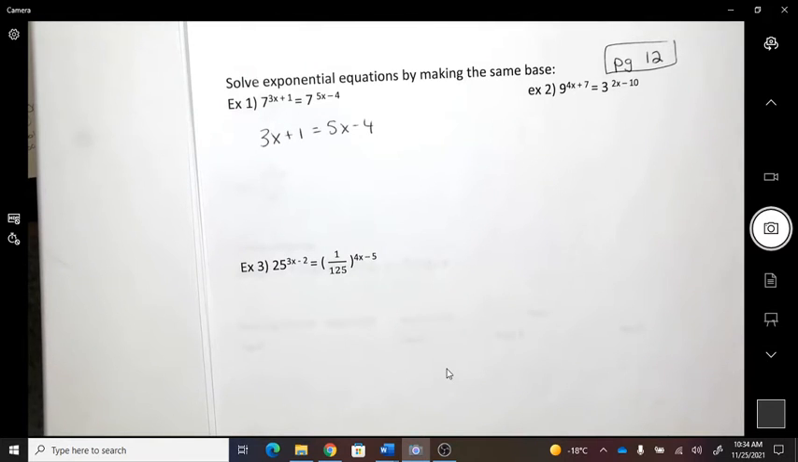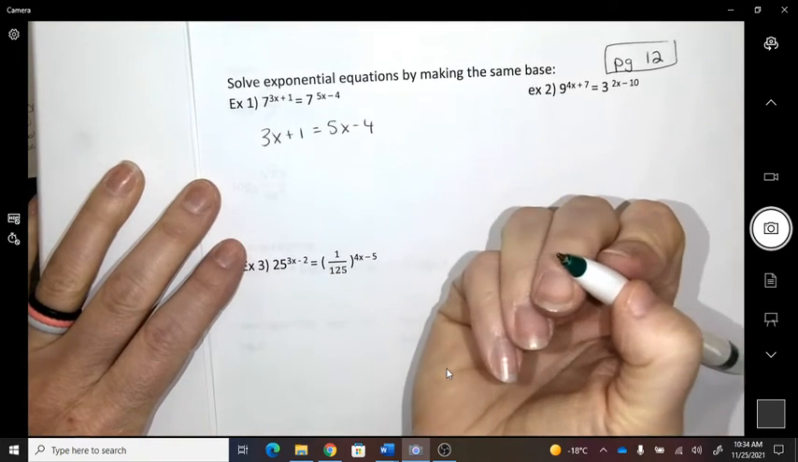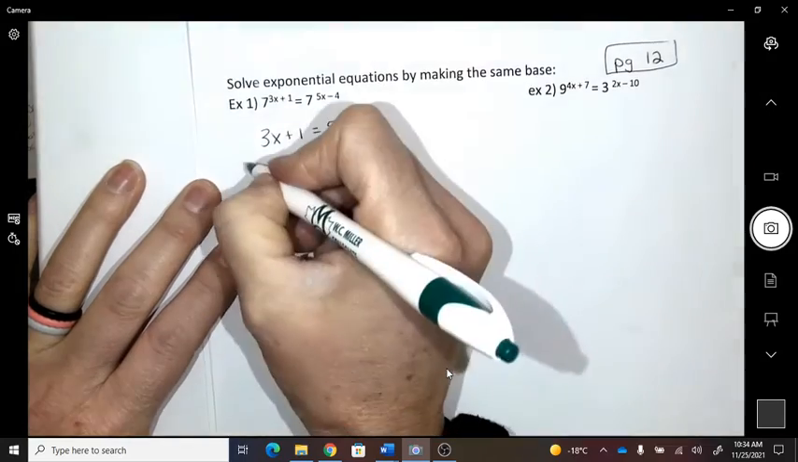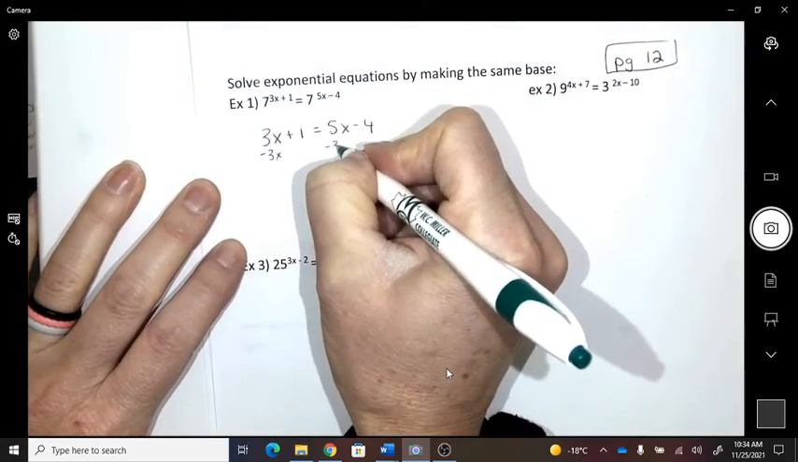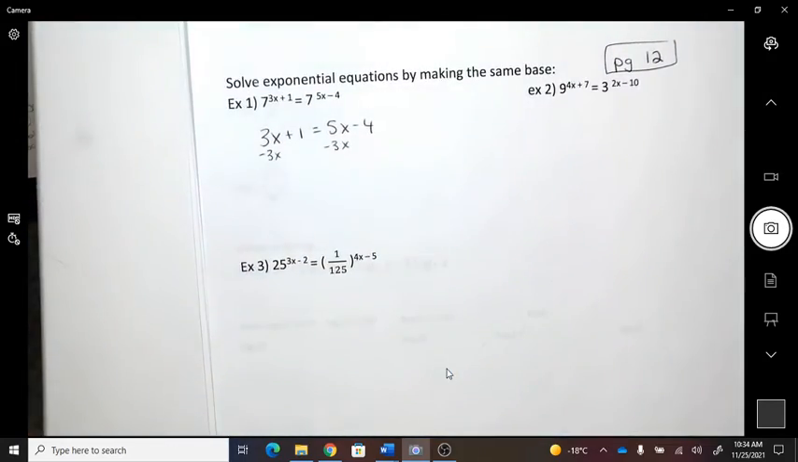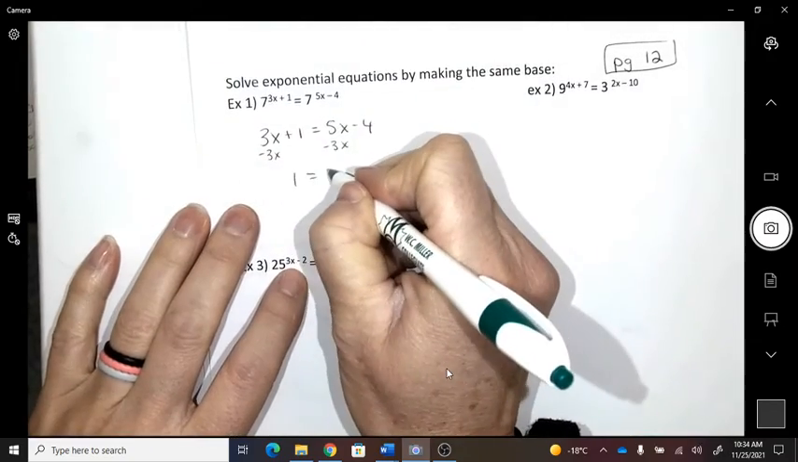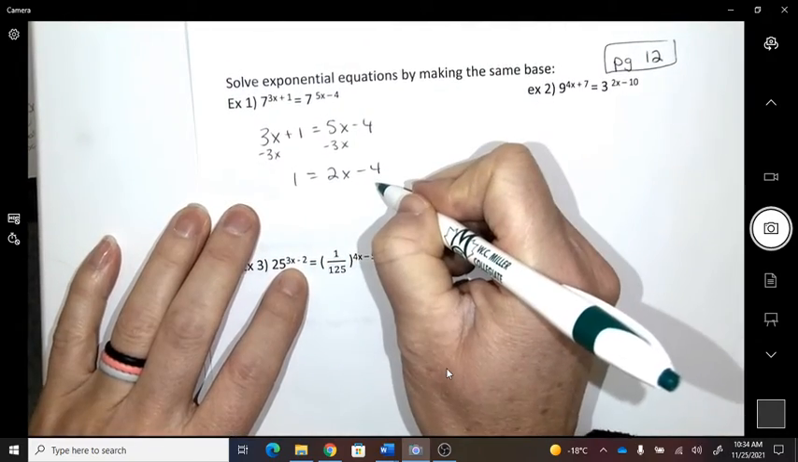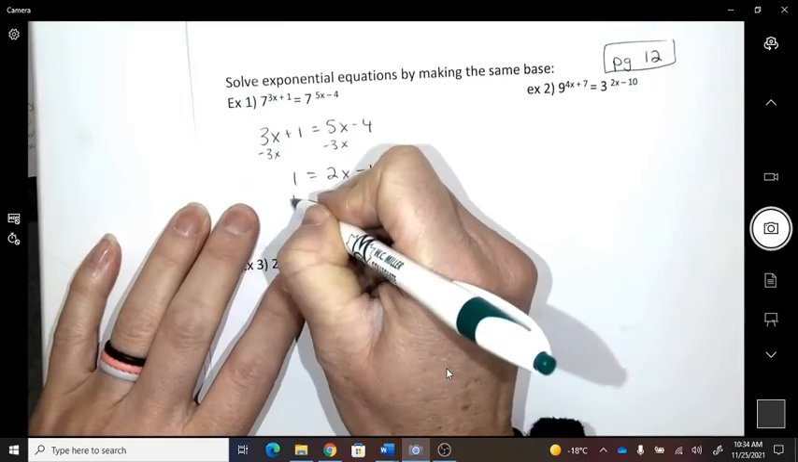So if the bases are the same, that exponent better equal that exponent. How do I solve that? Isolate. So I'm going to group some x's together. So I'm going to subtract 3x. That's my first move. I'm going to add 4.